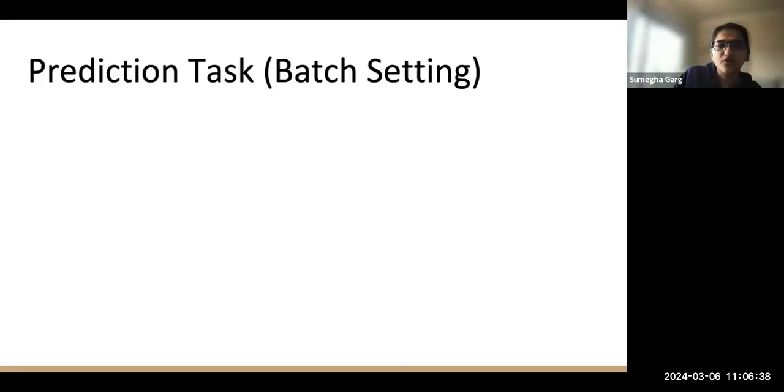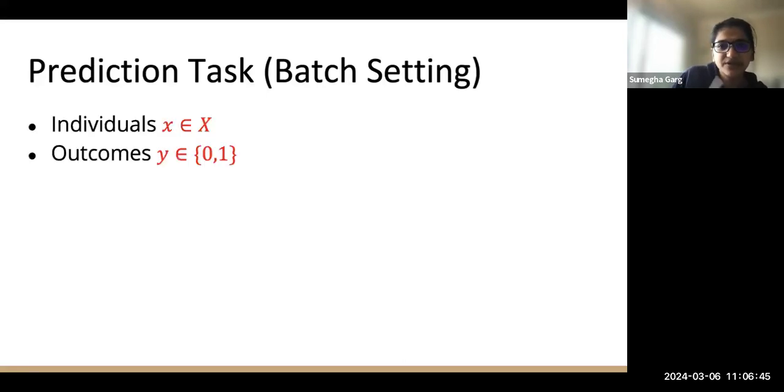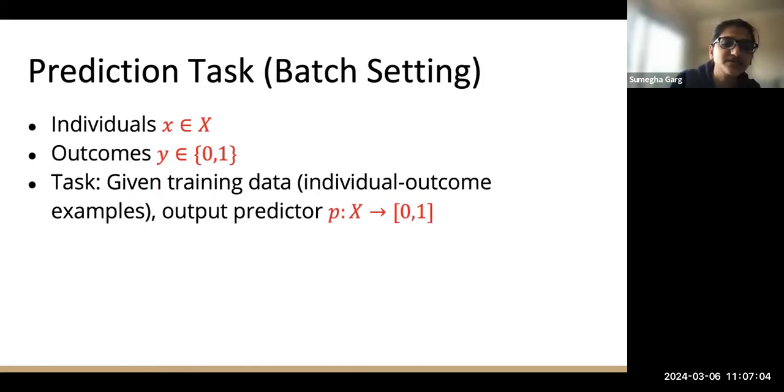Okay, so let's start. First, formally, what do we mean by a prediction task? And for this, let's look at the batch setting. We have individual outcome pairs. So individuals are represented by a feature vector, and those feature vectors are drawn from the space capital X. And outcomes, we will consider only binary outcomes in this talk. And then the goal in the batch setting for a prediction task is, given some training data, which are like individual outcome examples, to output a predictor that takes in the feature vector and outputs a value between 0 and 1. And then ideally, we want this predictor to predict Y as well as possible.